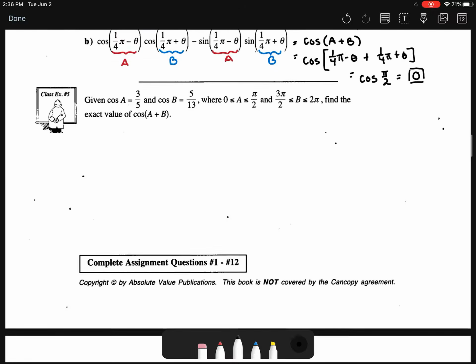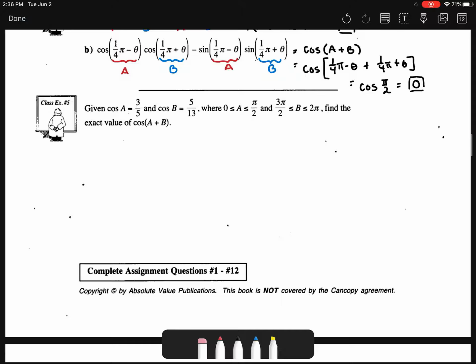All right, last question for today. It says, given that cos of A is 3 over 5 and cos of B is 5 over 13, where A is between 0 and pi over 2, and B is between 3 pi over 2 and 2 pi, find the exact value of cos A plus B. So very wordy and kind of intimidating for a lot of people, but the restrictions they've given me on the domain for A and B are actually really important, and I'll show you why.